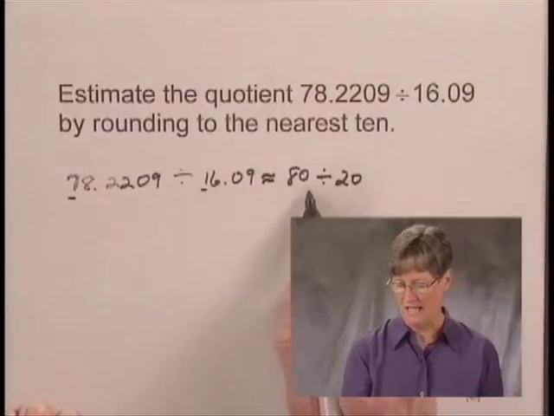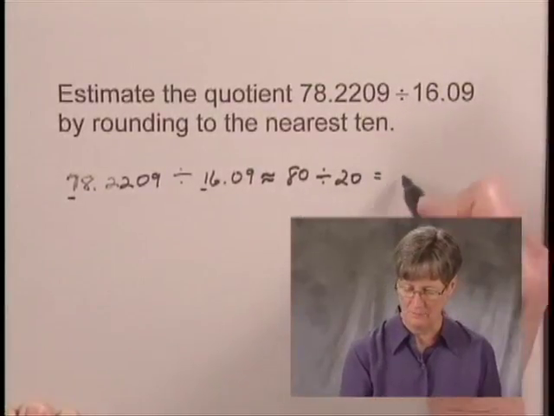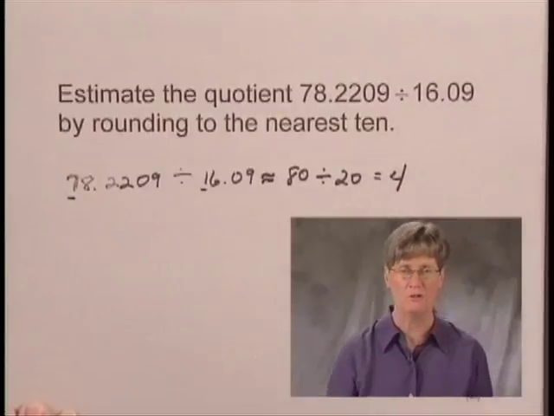And now we have 80 divided by 20, and when we do that division we get 4 for the estimate.